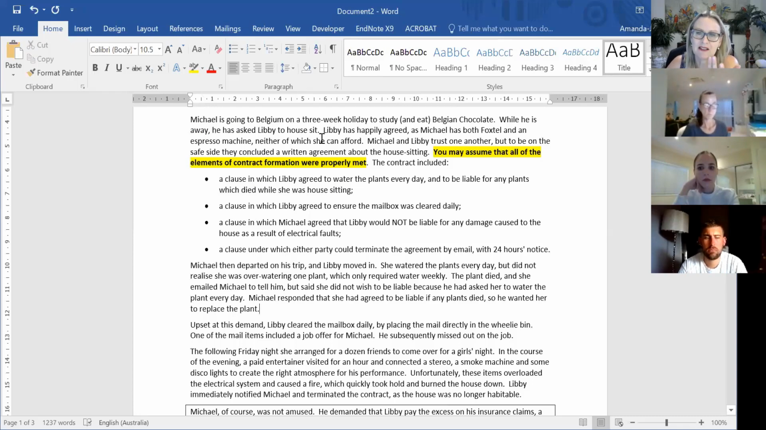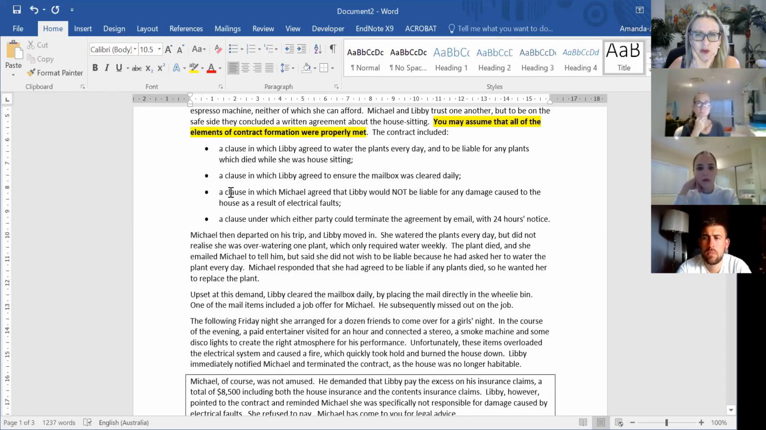Okay, so we don't have to worry about formation. And that means we don't have to worry about whether or not Libby and Michael were related, not related, whether they had intention, whether they had capacity, or any of that other stuff. All that we're worried about tonight really is construction.